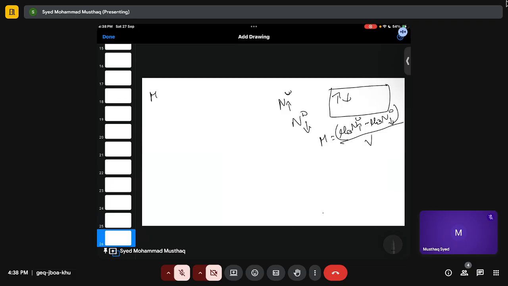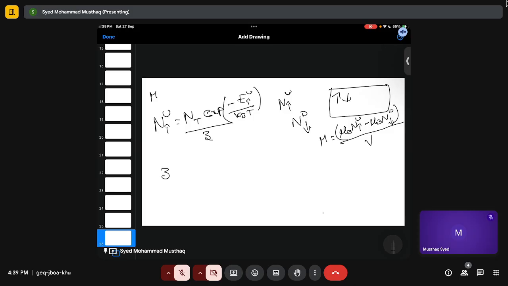So for magnetization to be a real value, one should be greater than the other. Now how do I write the number of up spins? That is given as total number of spins times exponential of minus energy of up spins upon K_B T, and this is divided by the partition function.